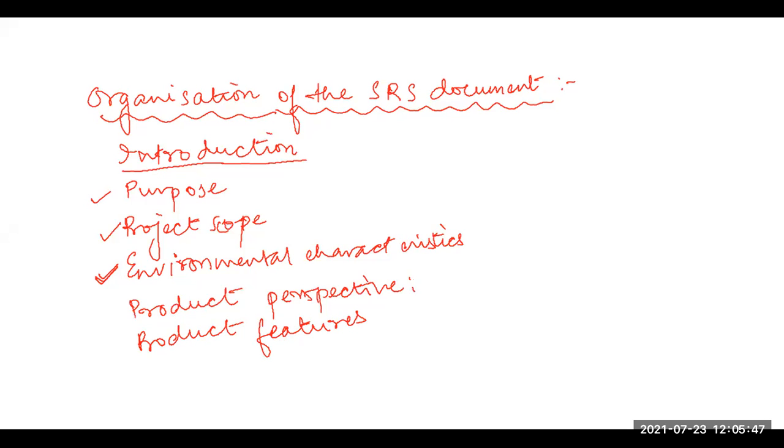Then there is product features. This section would state the major ways in which the software would be used.